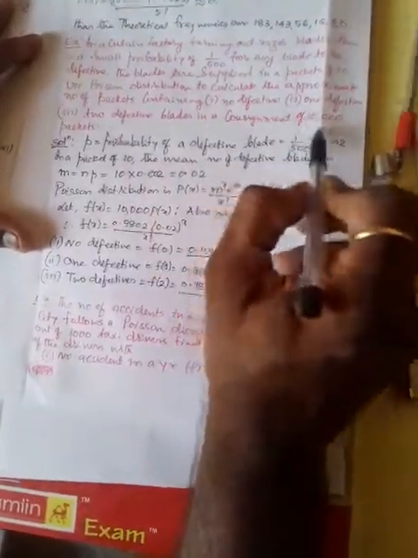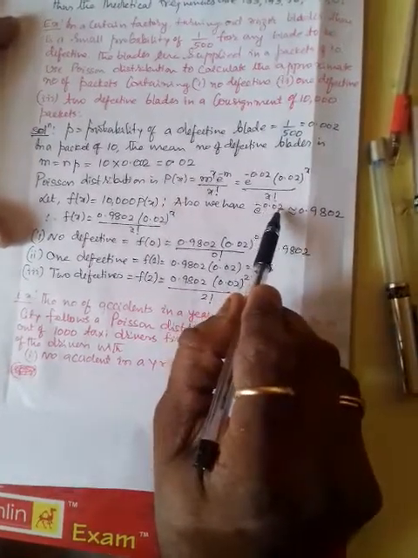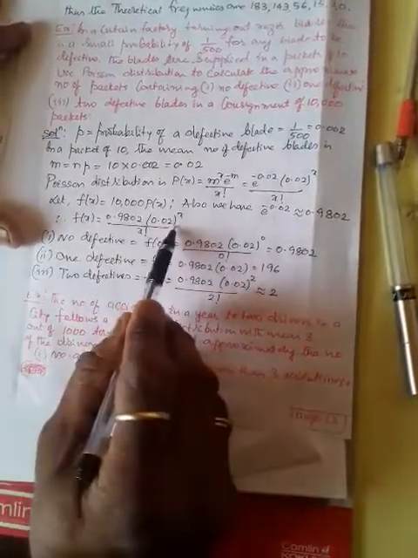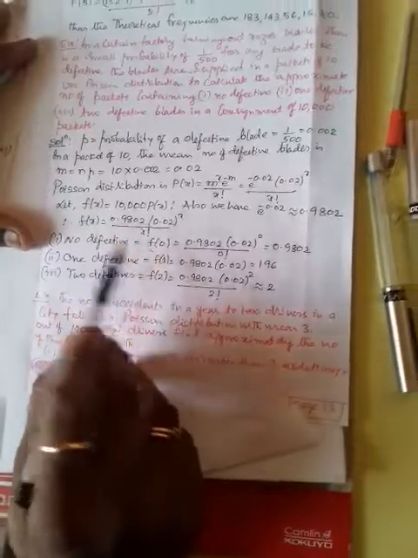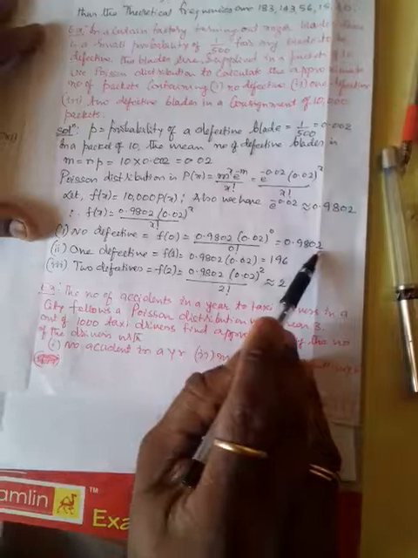At the end, in a consignment of 10,000 into P of x. Also we have e to the power minus 0.02 will be approximately 0.9802. Therefore f of x is shown here. Now come to our condition. No defective. No defective means what? X equal to 0. Put x equal to 0 in this expression. Therefore it is 0.9802.